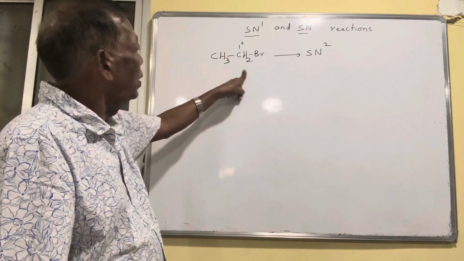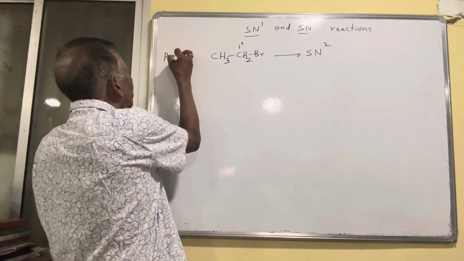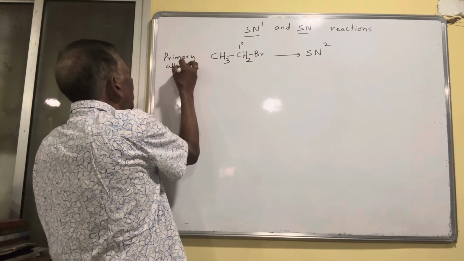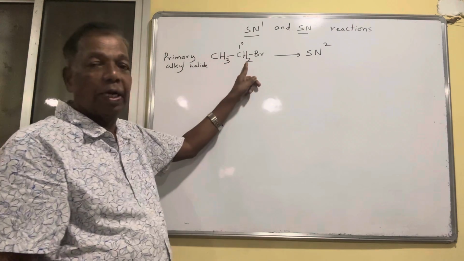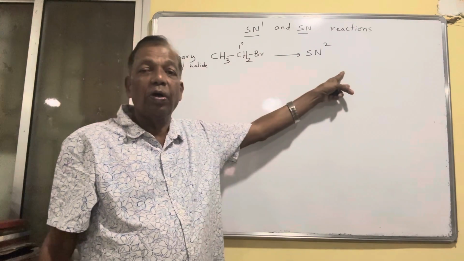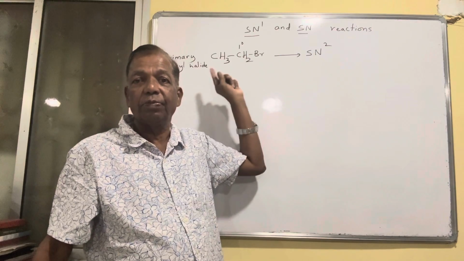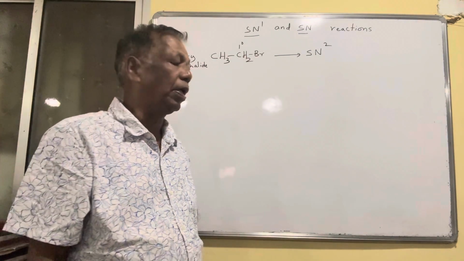Here you have a primary alkyl halide. This is a primary alkyl halide, and this is a primary carbon. So here the reaction would always be SN2. SN2 reaction would be favorable when the alkyl halide is primary.